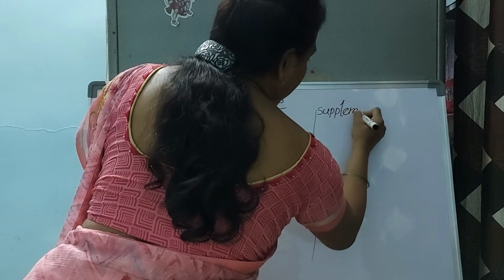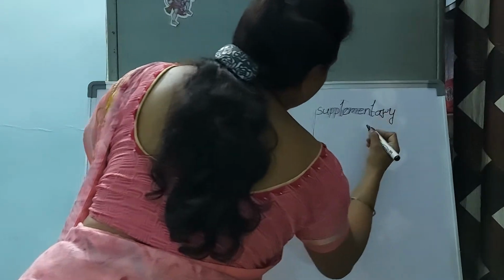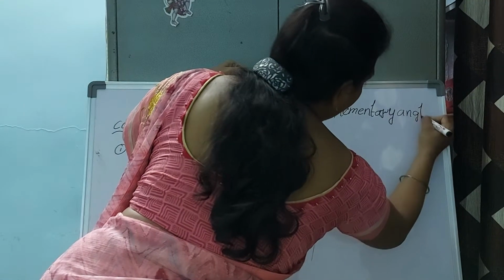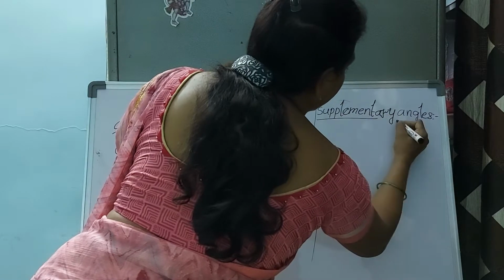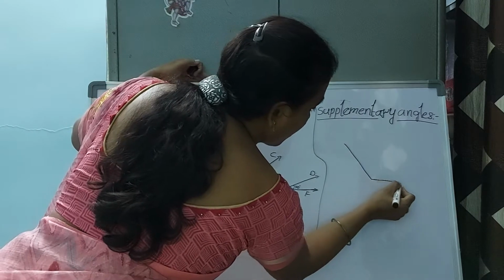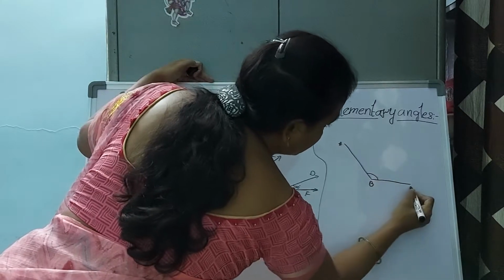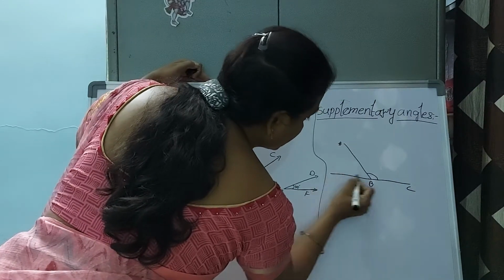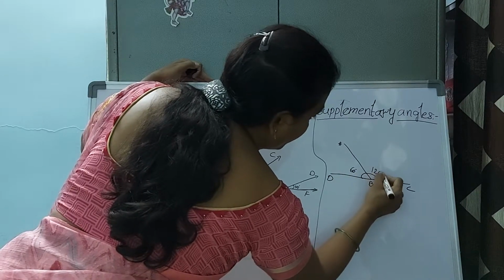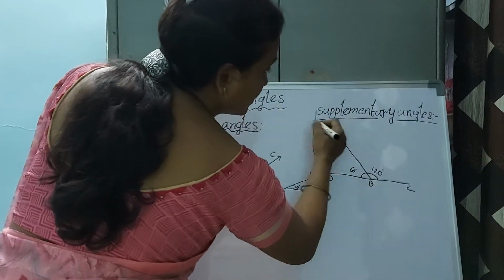Supplementary angles means a pair of angles. If the sum of the pair of angles is equal to 180 degrees, then we call them supplementary angles. See here, angle ABC is 120 degrees and another one, angle ABD, is equal to 60 degrees. 120 plus 60 is 180 degrees. So we call these two angles supplementary angles.